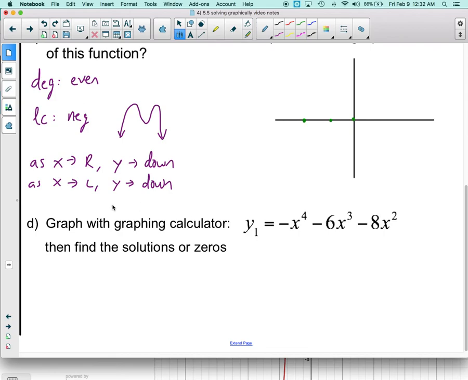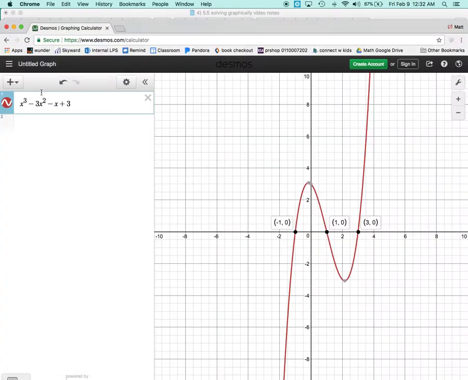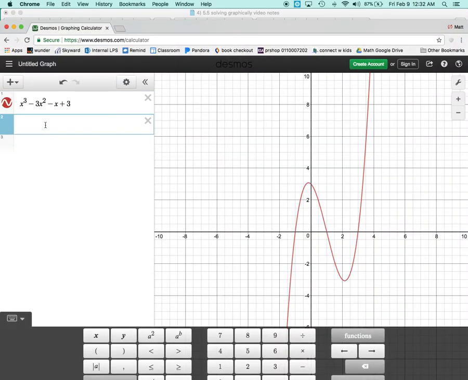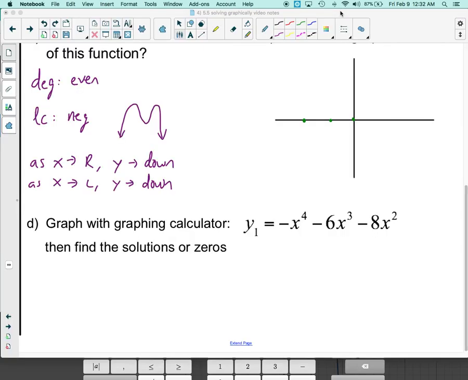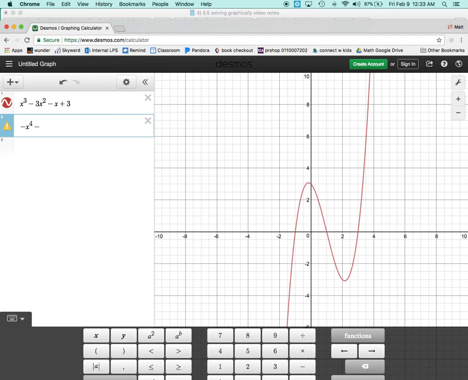So let's look at the calculator to help us out and see what we can do about this. So I have negative x to the fourth minus 6x cubed minus 8x squared. All right, I'm going to turn this one off.